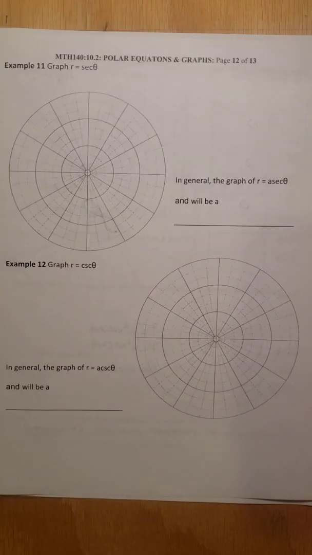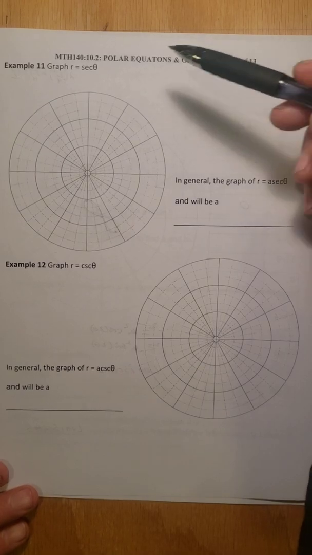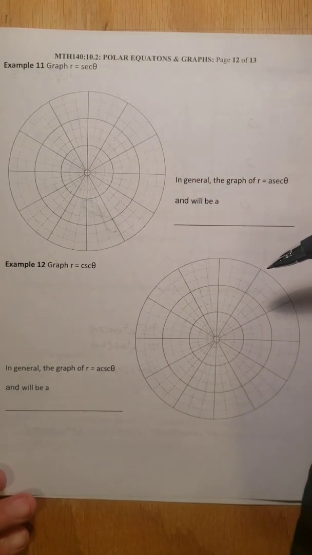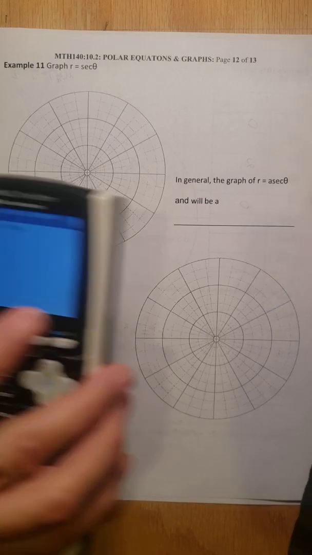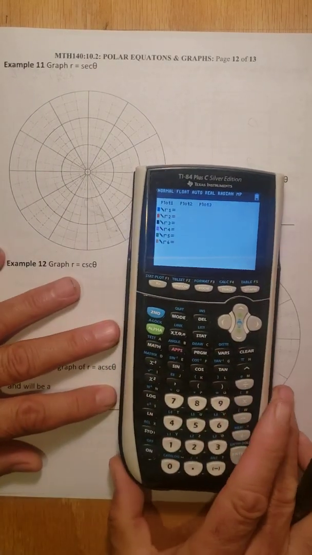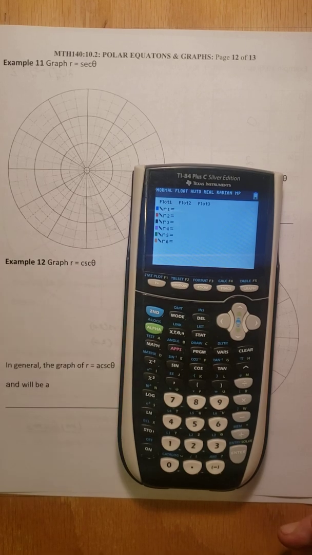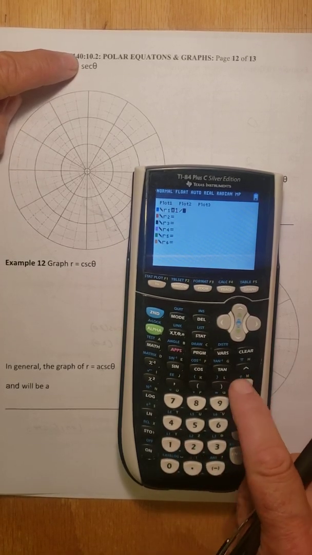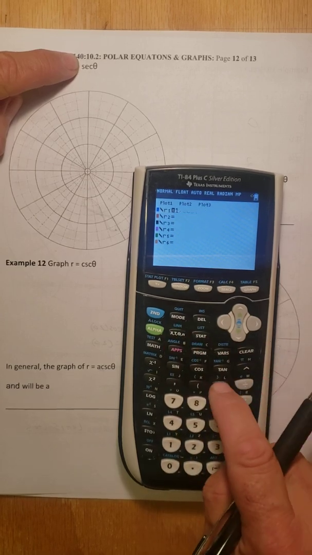Okay, there are two others. r equals secant theta and r equals cosecant theta. Again, if we just look at my graph, easiest way to do this, we don't have a secant key, right? So what do we graph? 1 divided by cosine theta.